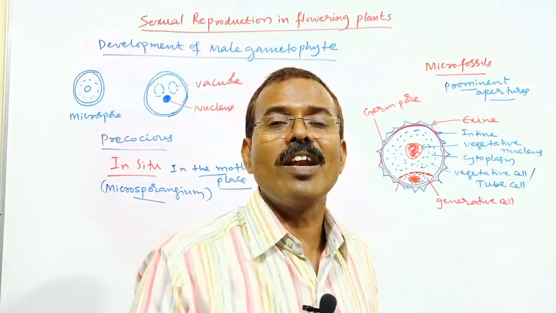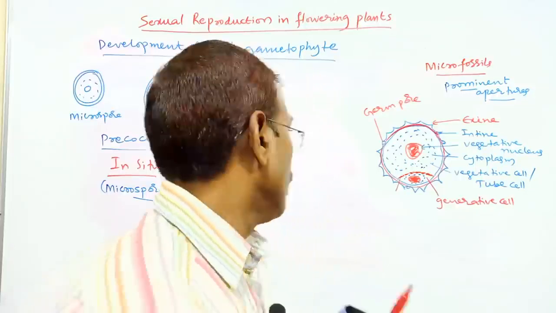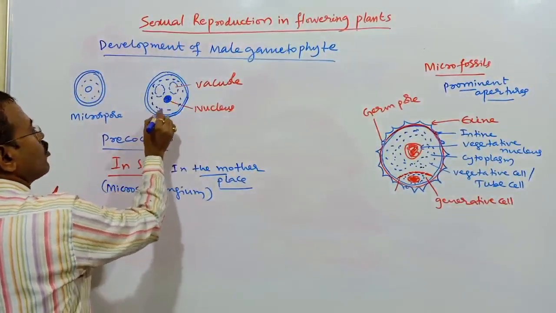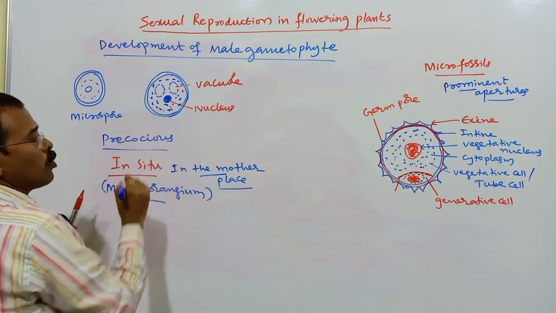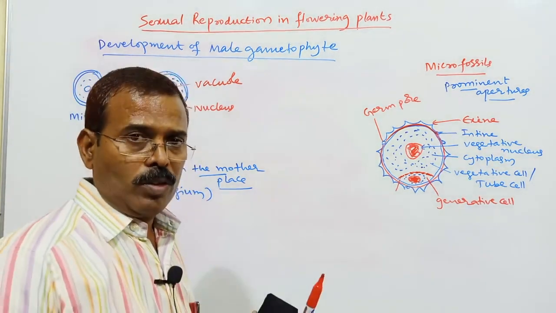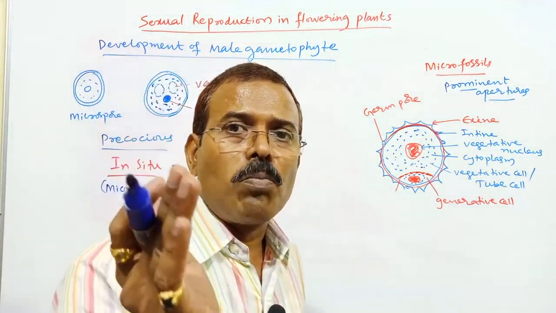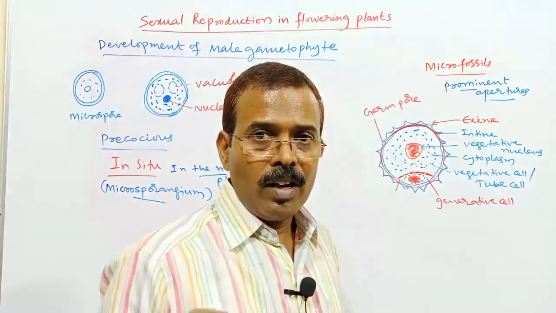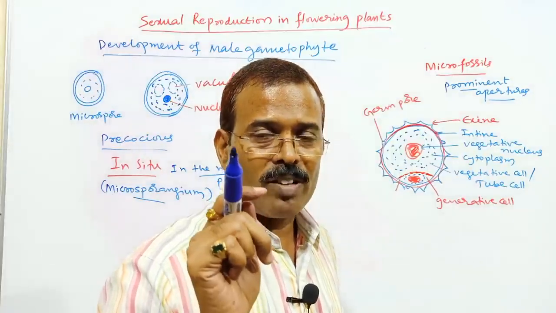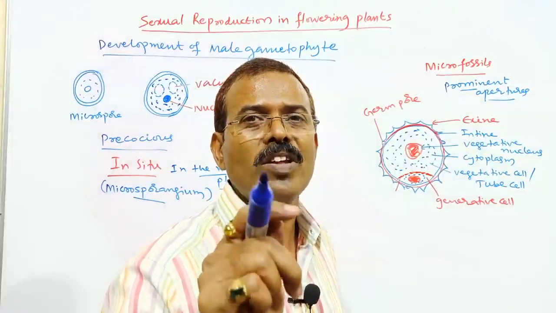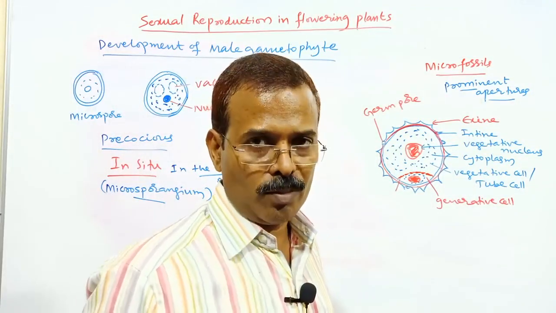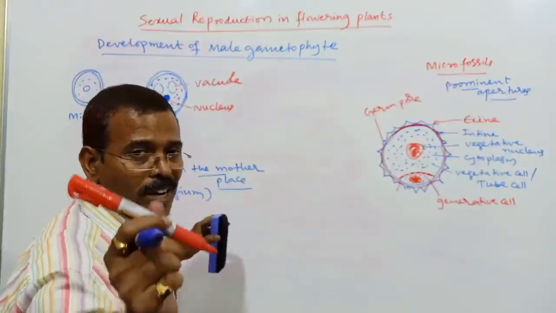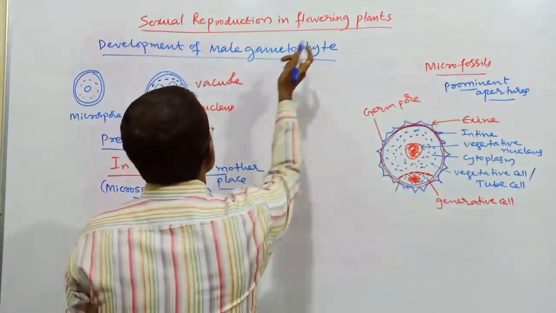Precocious means early development. Now what happens? This is the protoplast of the microspore. The protoplast of the microspore divides unequally. It is a haploid structure. The microspore is a haploid structure. Whatever division you see, it is mitotic division. So it divides unequally.